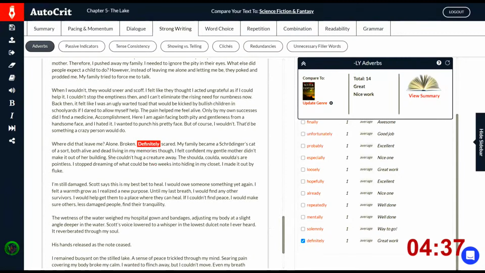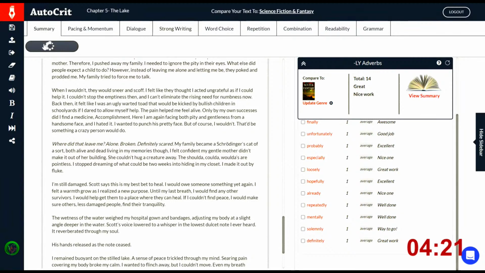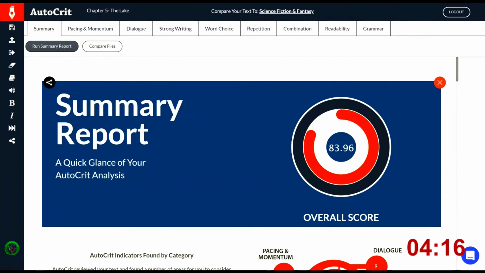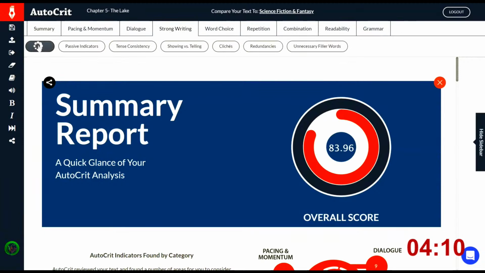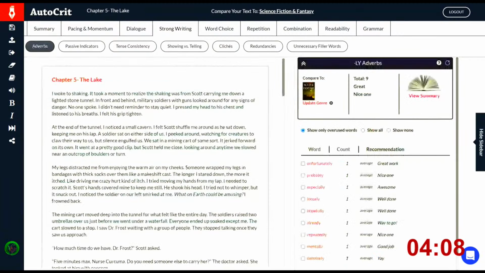All right, and definitely scared. "Where did that leave me? Alone, broken, definitely scared." These are actually all when she's speaking, or at least in her head, so I'm going to keep that. That's not bad. So we had 14. Let's run our summary report again and see where that leaves us, which is excellent all on its own. Our numbers are getting a little bit better. Strong writing, we'll go into our adverbs, and we're down to 9. That's nice.